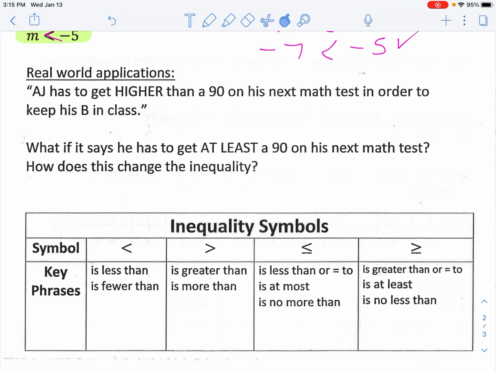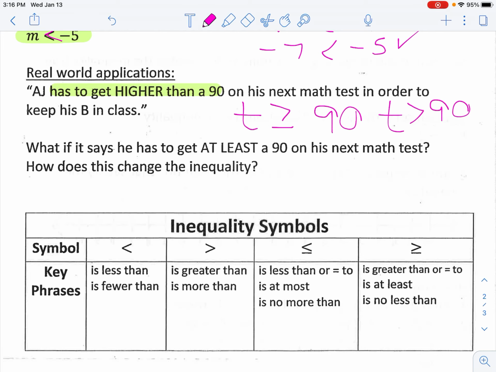Now, why in the world are we graphing inequalities? As always, to solve problems. AJ has to get higher than a 90 on his next math test in order to keep his B in class. What inequality would we write if he has to get higher? So I'm going to use T for test. The test has to get higher. Would it be greater than or equal to? Or would it be greater than?